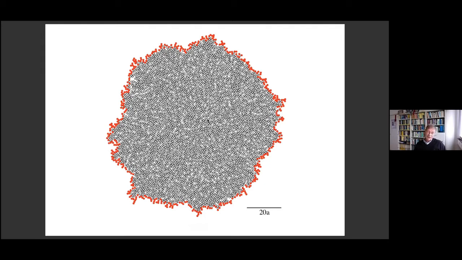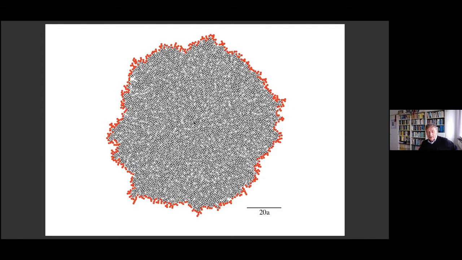Now, the authors of this plot unfortunately left out one very important detail for the theoretical analysis. They didn't tell us where the initial seed was. Maybe it's somewhere over here, but we really don't know. But in order to make the comparison with the KPZ equation, you really have to fix the origin somewhere. And let's say this particular point would be the origin.